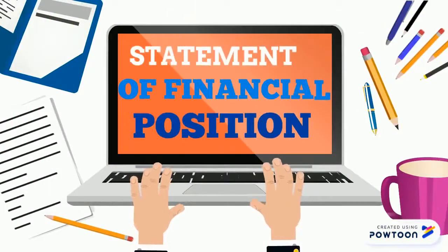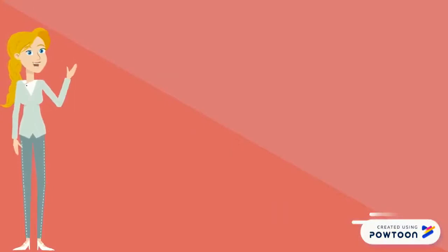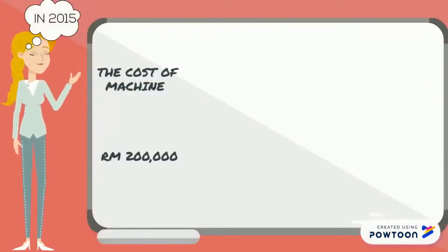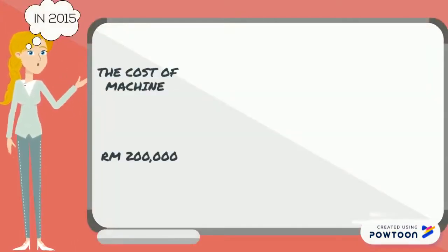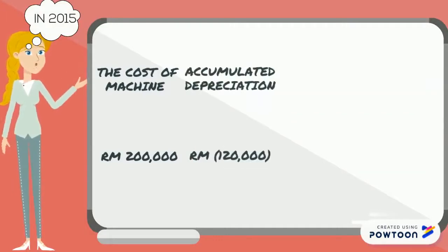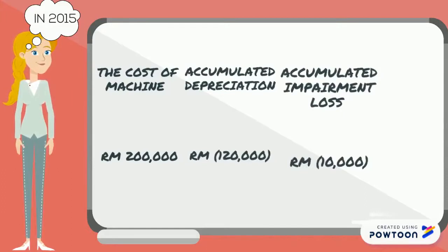Statement of financial position. In 2015, the cost of machine is 200,000. For the accumulated depreciation is 120,000. And for the accumulated impairment loss is 10,000. The total is 70,000.